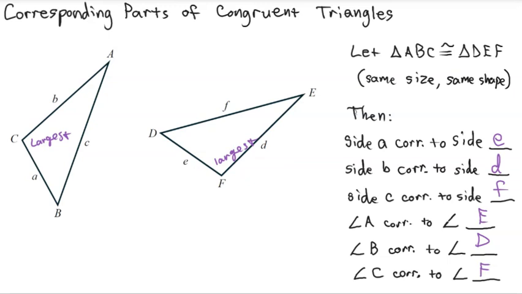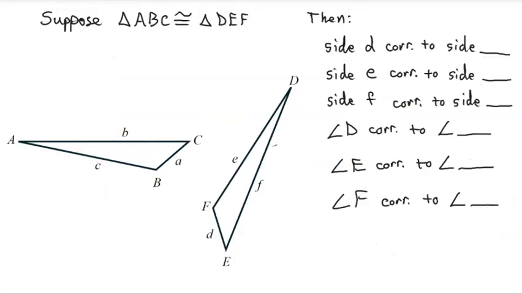Let's look at another example. So this is triangle ABC. This is triangle DEF. And right here it says that they're both congruent, that triangle ABC is congruent to triangle DEF. Okay? And so let's look at the sides. Well, what is the largest side over here? It looks like B is the largest side. What's the largest side over here? It looks like F is the largest side. Therefore, B and F correspond to each other. So here, look, this says side F corresponds to side B.